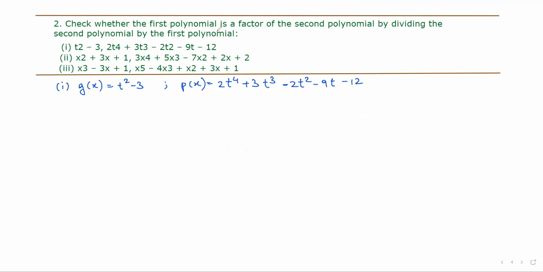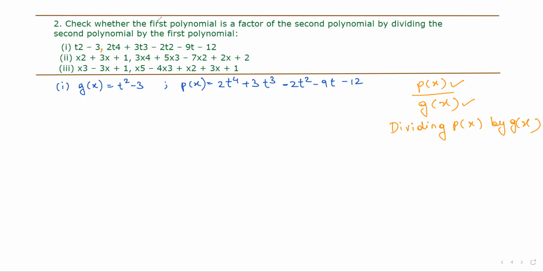So the second polynomial has to be considered as dividend. If you write p of x upon g of x, this is said to be dividing p of x by g of x. Here, the comma separates the two given polynomials. You have to divide the second polynomial, which is p of x, by the first polynomial, which is g of x. The second polynomial becomes your dividend and the first polynomial becomes your divisor in all the given questions.